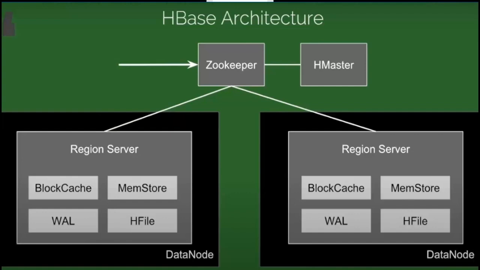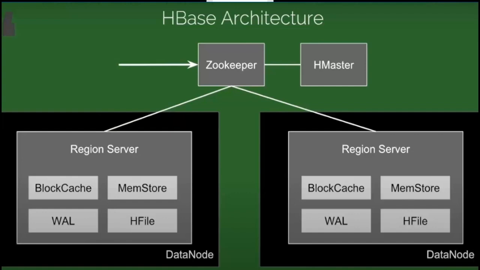There are two HBase components, that is, the HBase master and the region server. The HBase master is not part of actual data storage, but negotiates load balancing across all region servers. The HBase master maintains and monitors the Hadoop cluster. It performs administration, creating, updating, and deleting tables. The HBase master also controls the failover.